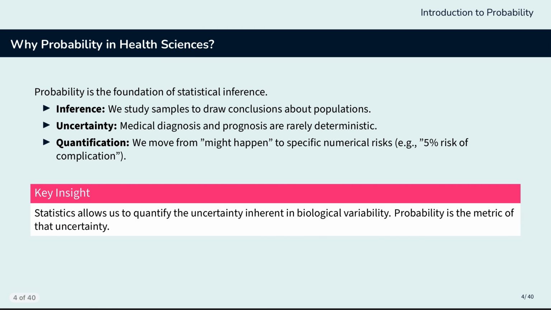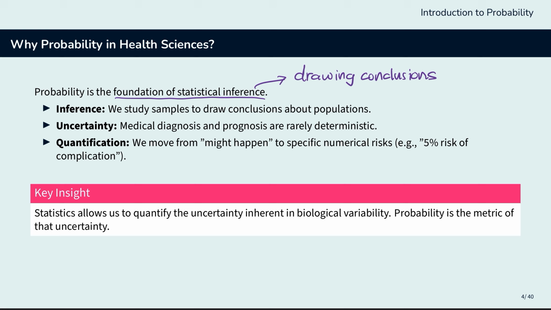So the first topic is the introduction to probability. Why do we use probability in the health sciences? Probability is the foundation for statistical inference. If you remember, inference refers to drawing conclusions about a population. Whenever we try to draw conclusions, we need to have a sample. From the sample, we basically draw conclusions about the population. So for this, it is important to know probability.